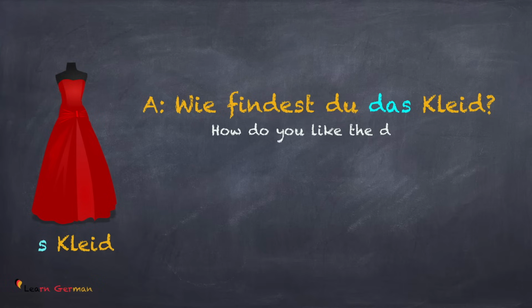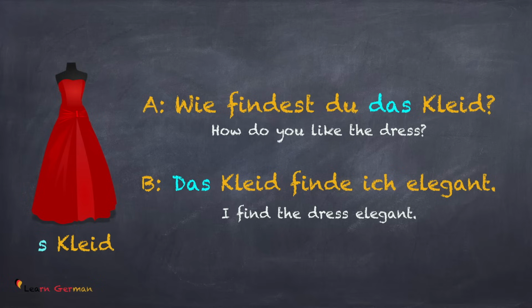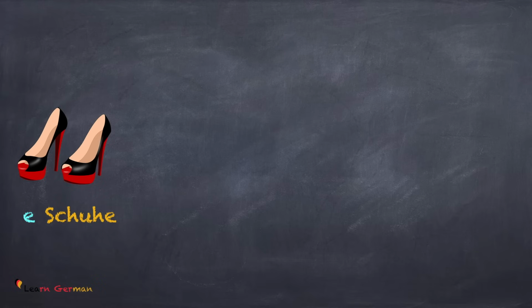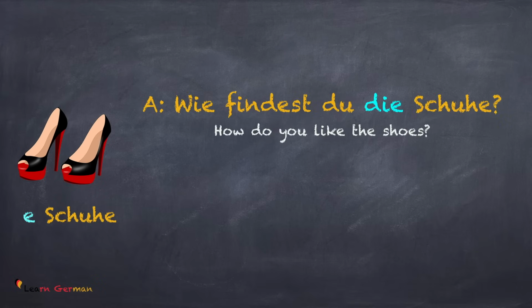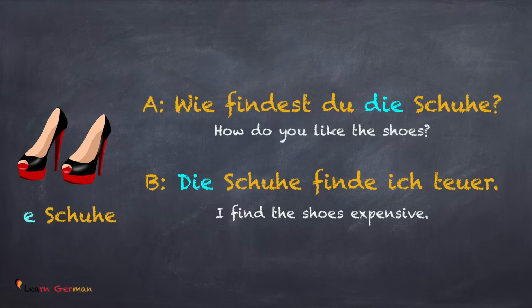So now we come to the neutral accusative object. Wie findest du das Kleid? Das Kleid finde ich elegant. Even in this case, the accusative object with an article das remains thus, just as a nominative. Now let's come to an accusative object in plural. Wie findest du die Schuhe? Die Schuhe finde ich teuer. When the accusative object is plural with the article die, it remains the same as it was in nominative, that is, die.